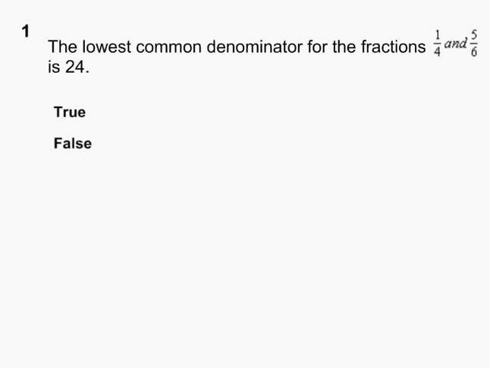There are 10 questions, I think, so pay attention. Make notes if you have your test in front of you, and that way you won't make the same mistakes twice. The lowest common denominator for the fractions 1/4 and 5/6 is 24. Remember, to find the lowest common denominator, we need to find all of the common multiples, right? We need to find common multiples.